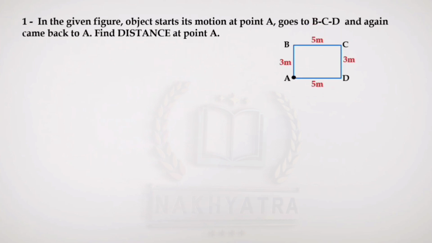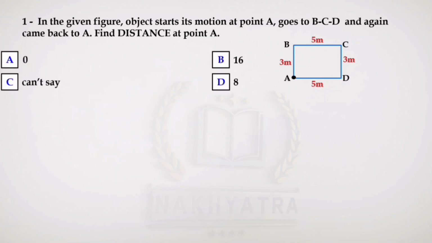Now see the first question. In a given figure, an object starts its motion at point A, goes to B, C and D, and again comes back to A. So now find the distance at point A. So from the figure we can say that it is a rectangle. That means opposite sides are equal. From here we can say that it is 16. Right?